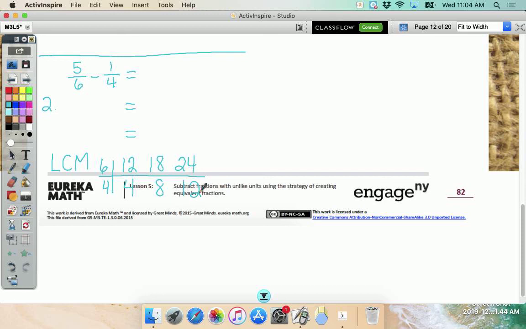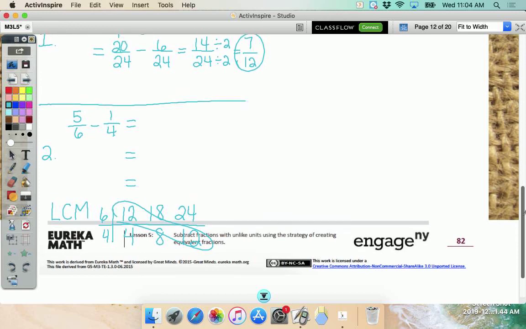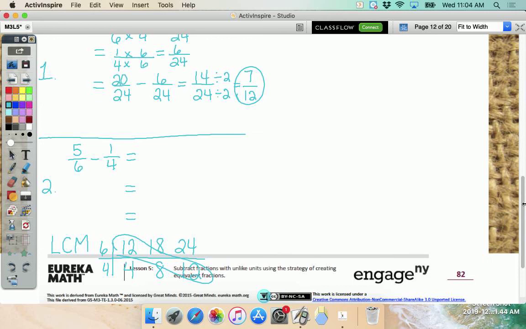Now what I'm going to try and find is the lowest number that they share. What is it? 12. So I'm going to circle the 12s. And 12 will be my common denominator. Now, it just so happens, look at this, boys and girls. Was 12 the denominator for the answer?